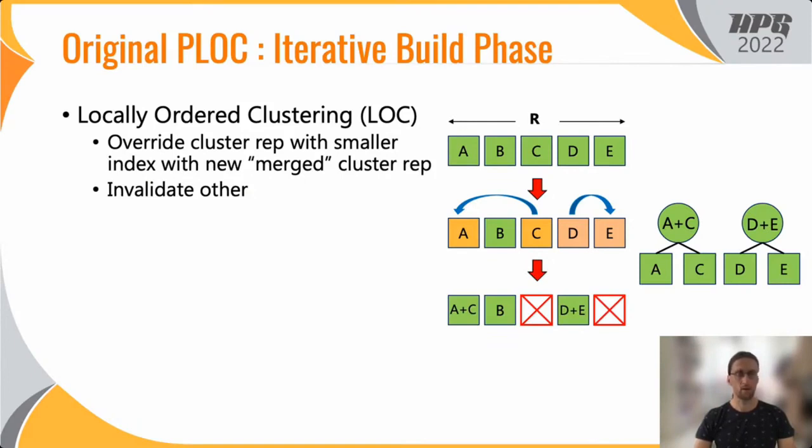So after creating the new cluster reps, the data of the two merged elements' cluster rep in the sorted list is updated. In particular, the element with the smaller index is overwritten with the newly created cluster rep, while the element with the larger index is invalidated. In our example, A is overwritten with A plus C and C is invalidated. D is overwritten with D plus E and E is invalidated.